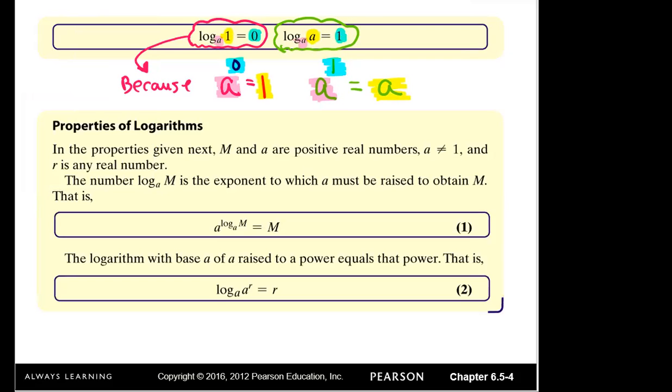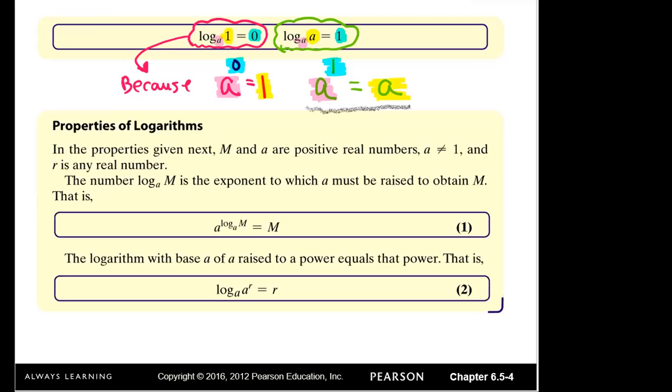So just like you've always remembered that anything to the zero power equals one, you now need to remember that log base anything of one will always equal zero. And just like you've always remembered that anything raised to the first power just equals itself, now you can remember that log base a of an a always equals one. Just more math you have to memorize.